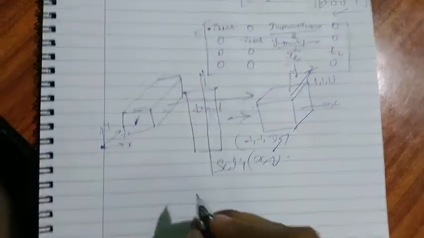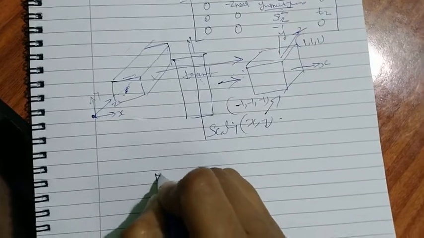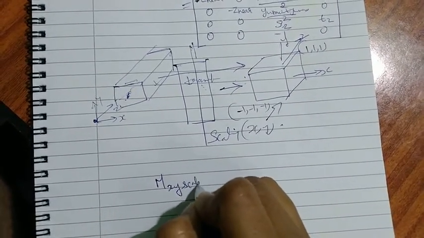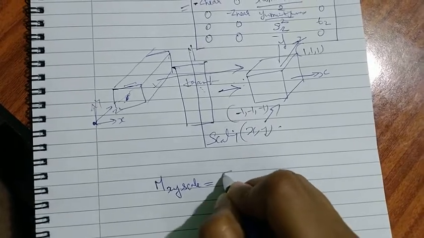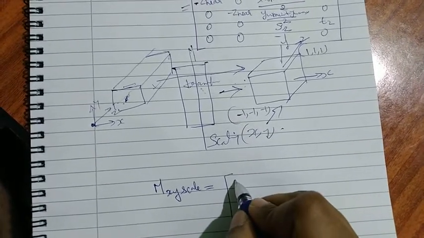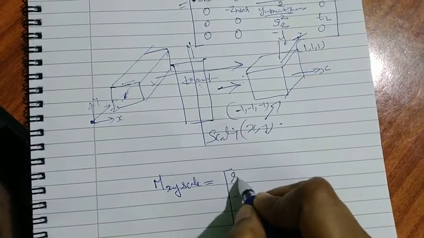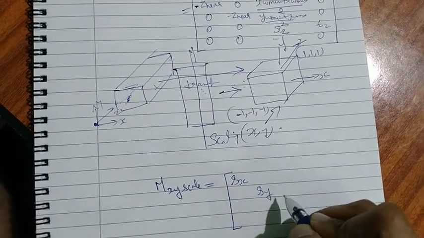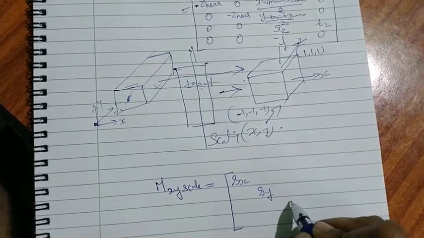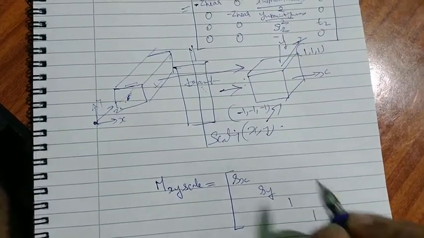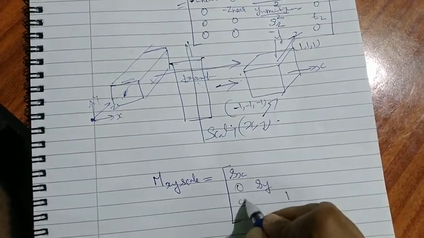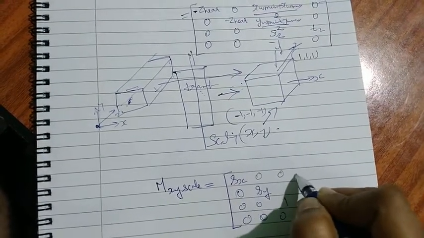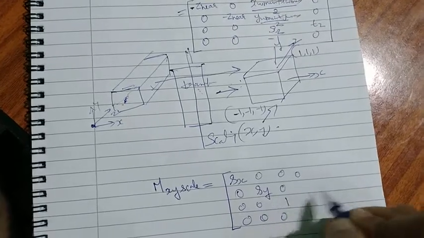Which means that we are supposed to have a scaling matrix with respect to x and y. So when we scale with respect to x and y, obviously we have Sx at xx and Sy at yy. We don't have to do anything with respect to z, so it remains as it is. So this will be our scaling matrix required over x and y.